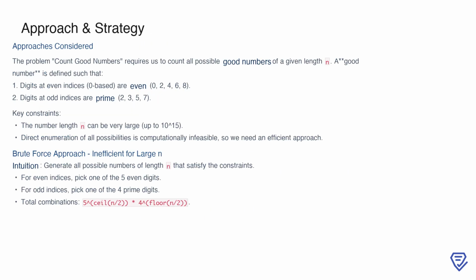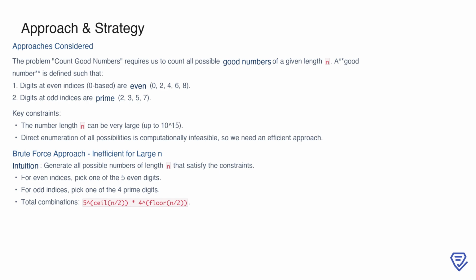To solve the problem count good numbers, we need to determine all possible good numbers of a given length n. A number is considered good if the digits at even indices are even, such as 0, 2, 4, 6, or 8, and the digits at odd indices are prime, meaning they are one of 2, 3, 5, or 7. However, a challenge arises because the length of the number, n, can be extremely large, up to 10 to the power of 15. This makes it computationally impossible to simply enumerate and check all possible numbers.